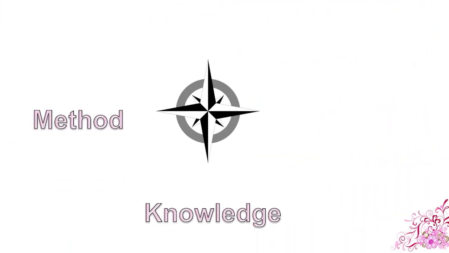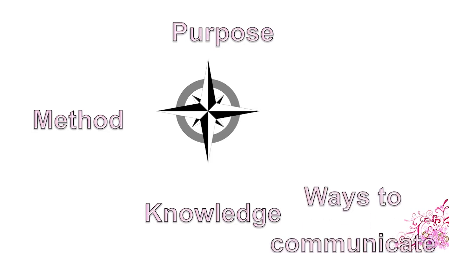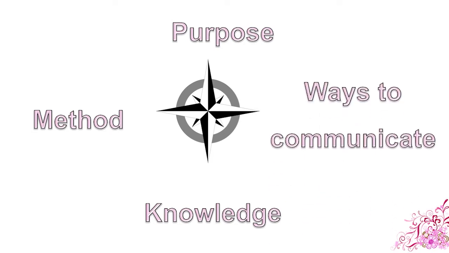They are knowledge, method, purpose, and ways to communicate. Knowledge is only static information. It can be accumulated. They are facts, specific pieces of information, and sure, when students are learning, we cannot forget about knowledge. However, we need to transcend.